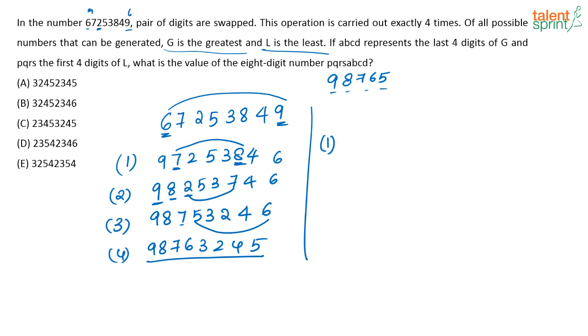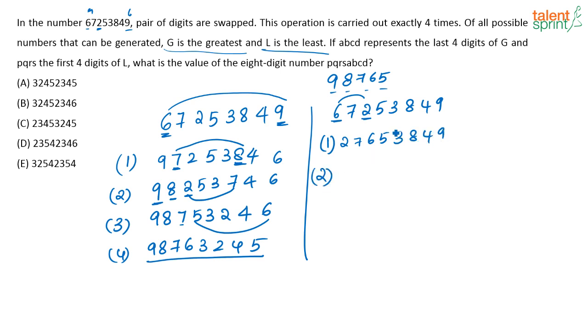So what will you get? The first step will be, you interchange. See, this is the number that you have. Again, I am just writing this down here, 67253849. So you interchange, okay, 6 is there, and what should come in the beginning? 2 should come in the beginning. Swap these two. So you will have 2, 7, 6, 5, 3, 8, 4, 9.